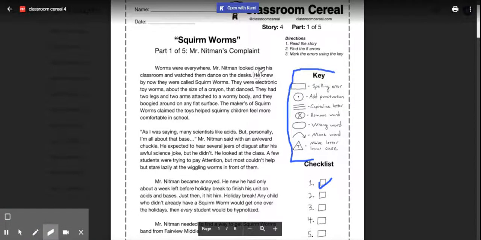Okay? Be careful because this story sometimes, since there is punctuation, there are errors in the story, sometimes it makes it a little confusing to read.